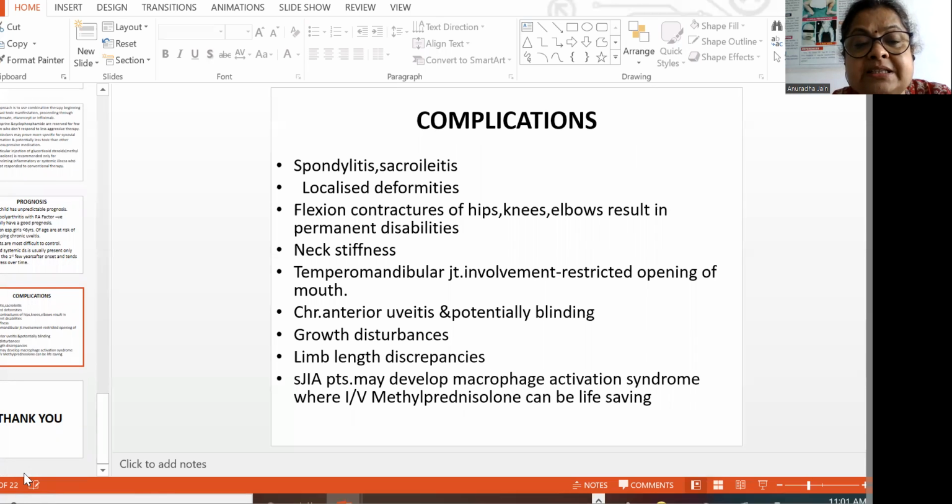It may have complications like spondylitis, sacroiliitis, localized deformities, flexion contractures of hips, knees, elbows resulting in permanent disabilities, neck stiffness, temporomandibular joint involvement or growth disturbances, limb length discrepancies, and systemic JIA patients may develop macrophage activation syndrome, where intravenous methylprednisolone can be lifesaving.